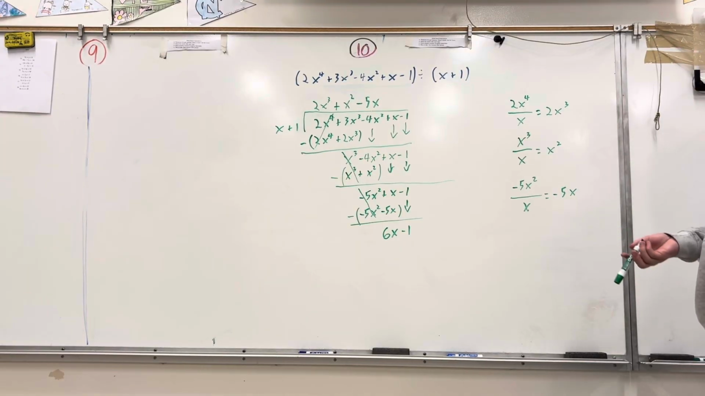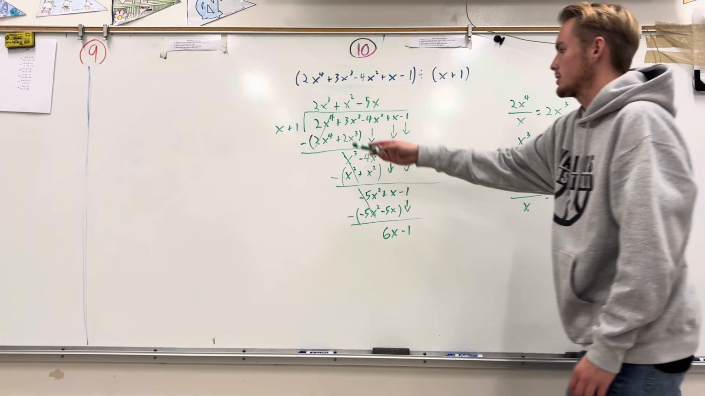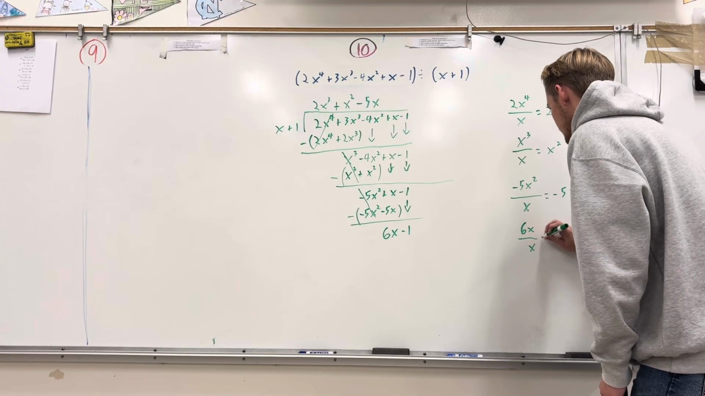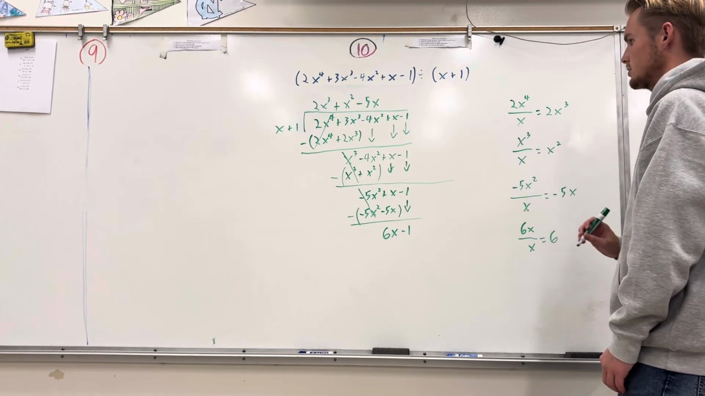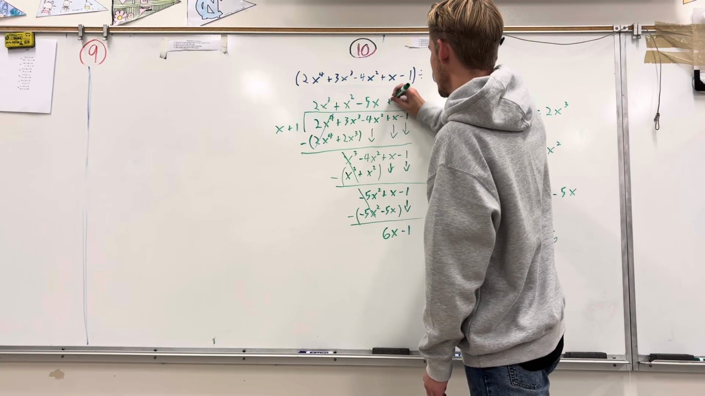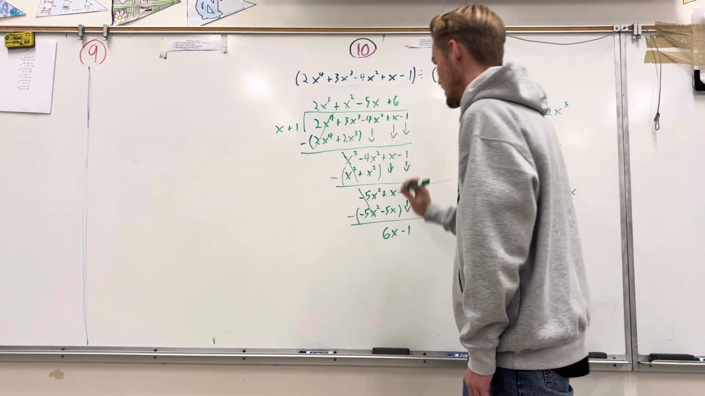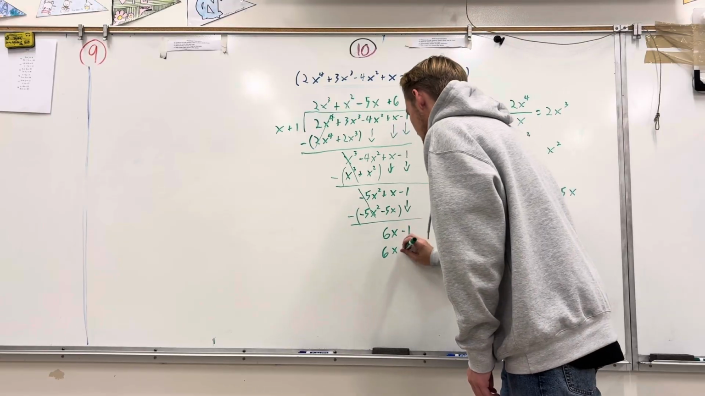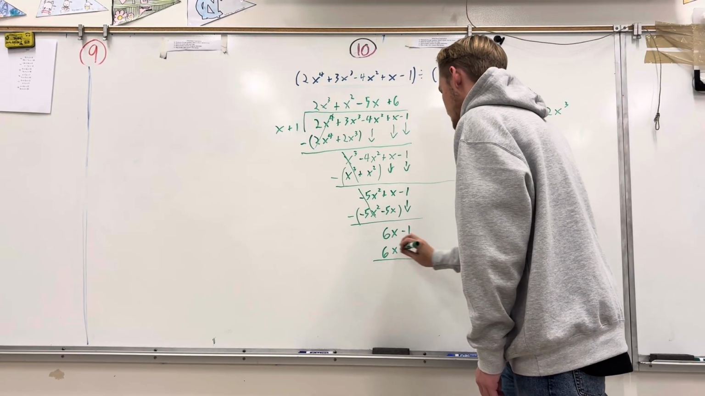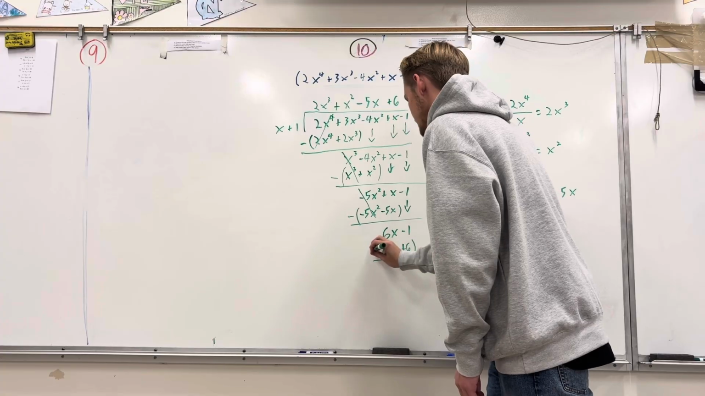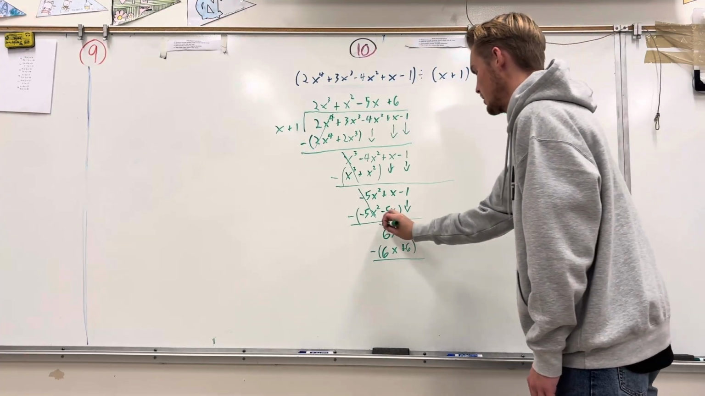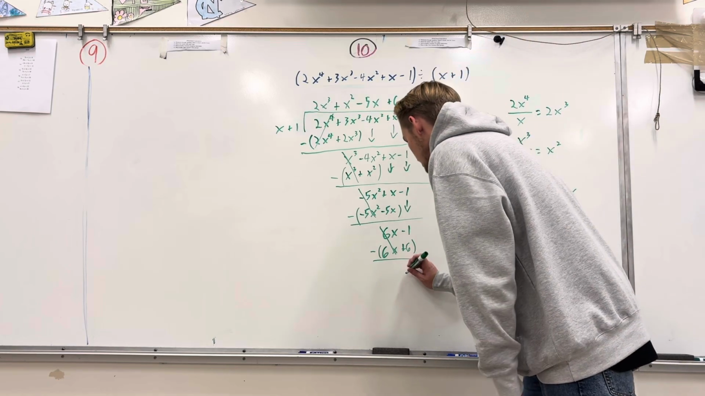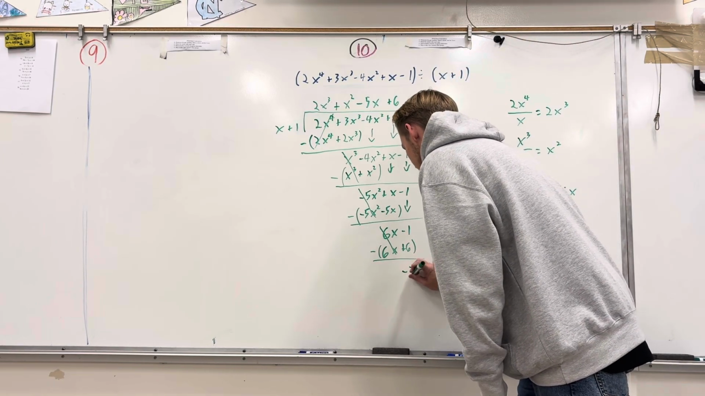We're doing it again. Now we're going to divide 6x by x. So 6x divided by x, that just equals 6. So now we put a plus 6 up top. We multiply 6 times x, we get 6x. 6 times 1, we get plus 6. We subtract these again. These cancel out. Negative 1 minus 6, we should get negative 7.